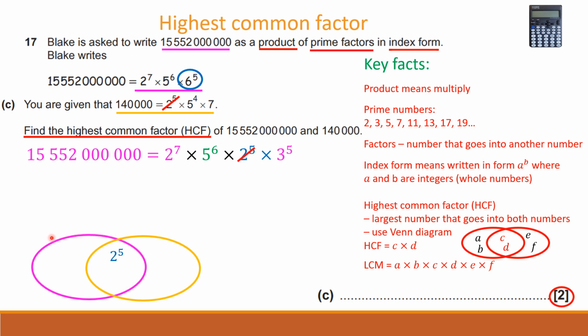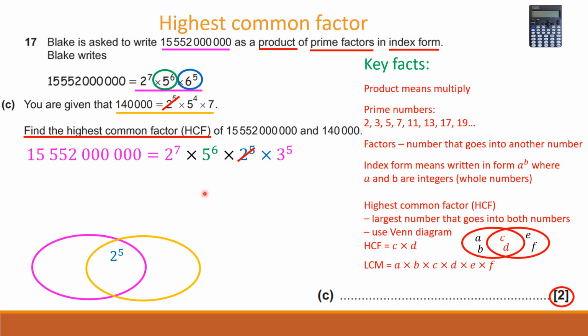So this circle here on the left-hand side represents this really large number here, 15,552 million is the circle on the left. The circle on the right represents 140,000. So these two circles represent the two different numbers. Now you can see for both the numbers, 2 to the power of 5 was common to both, which goes in the centre.